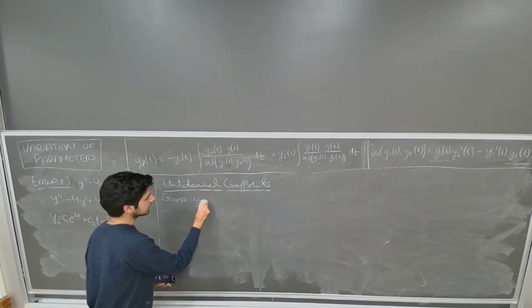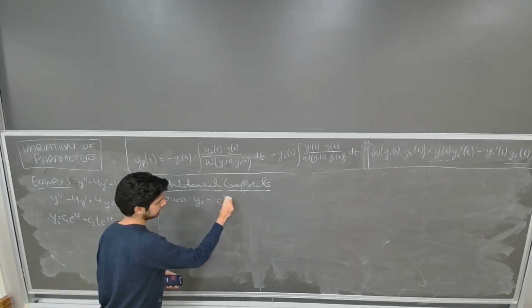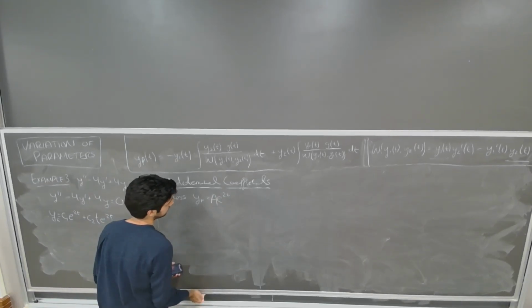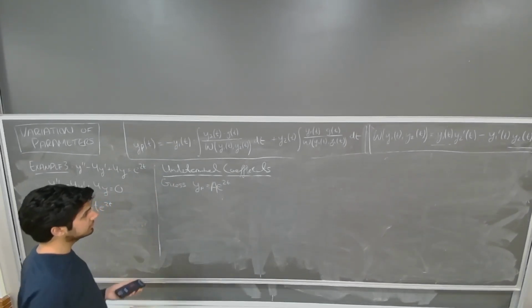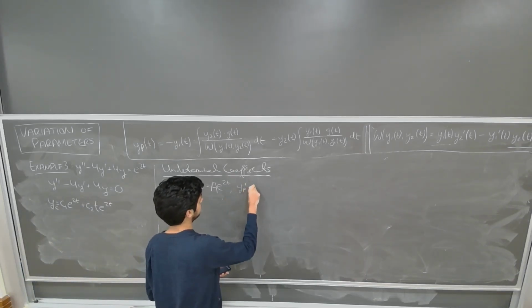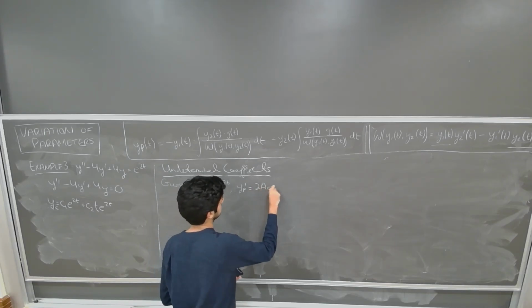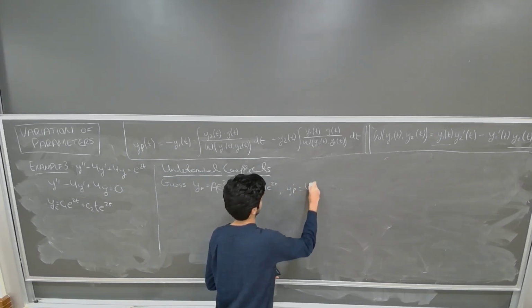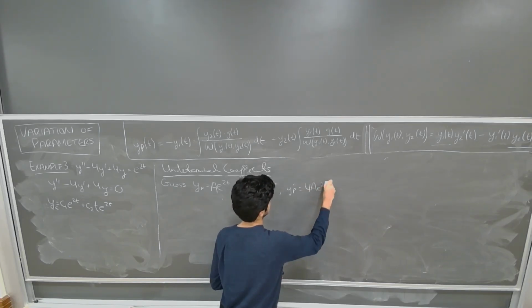that yp is equal to a e to the 2t, but of course we consider any constant multiple of it. And then we took the derivatives and then solved for a. So y prime of p equals 2a e to the 2t, and y double prime is 4a e to the 2t.